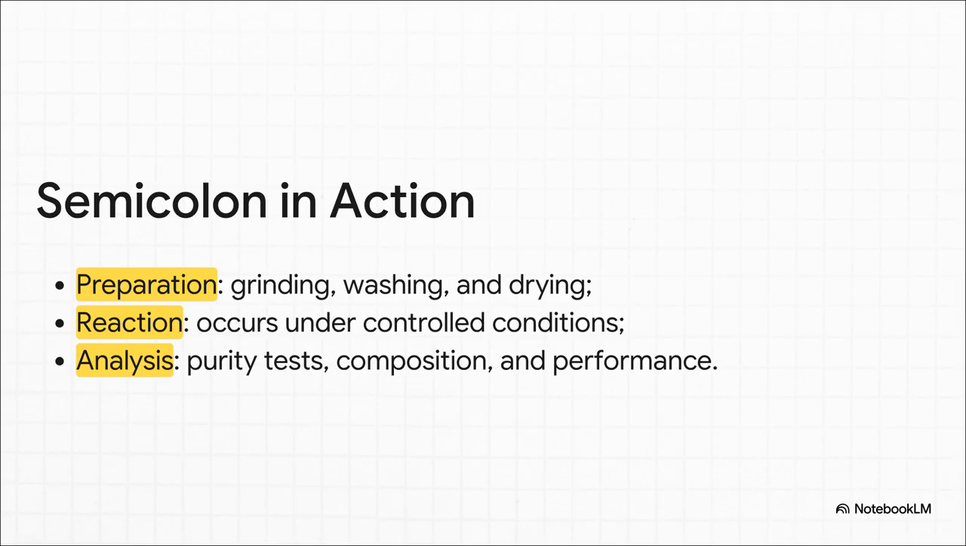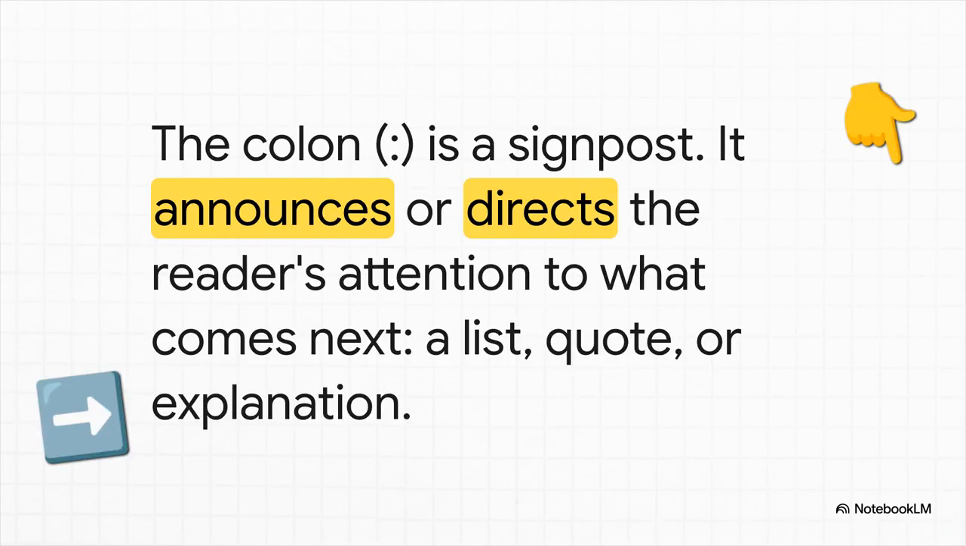But the semicolon, it acts like a super comma, creating these clean, high-level divisions. It makes it super easy for the reader to see the 3 distinct stages of the process. So clear. Okay, now for the colon. Its job is actually pretty simple.